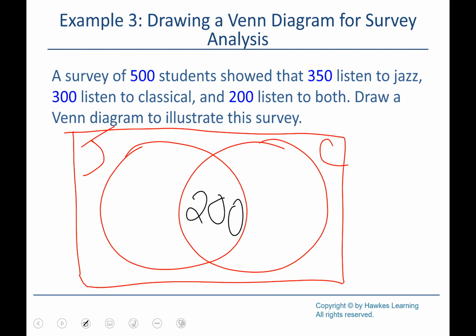So now it's kind of where that inclusion-exclusion idea comes into play. I'm just going to go from the beginning to the end of our description here. 500 students, we'll save that, but it says it showed that 350 listened to jazz. So that means in our whole jazz circle, we have to have a total of 350. We already have 200 in there. We don't want to count those again. So we just have to subtract. So we know we want jazz to total 350. 350 minus the 200 we already have in there gives us 150 that are out in this other part we don't have filled in yet.